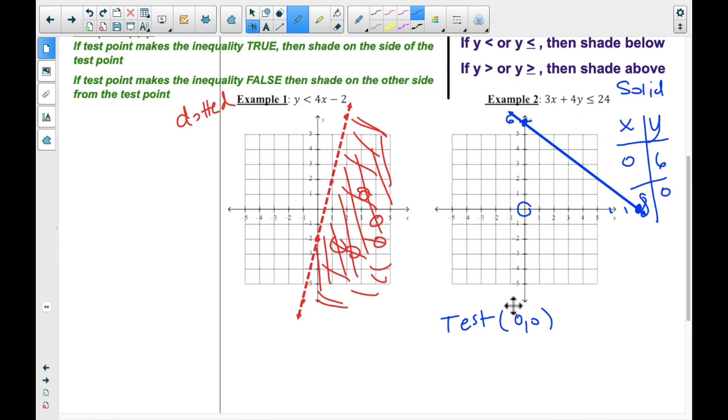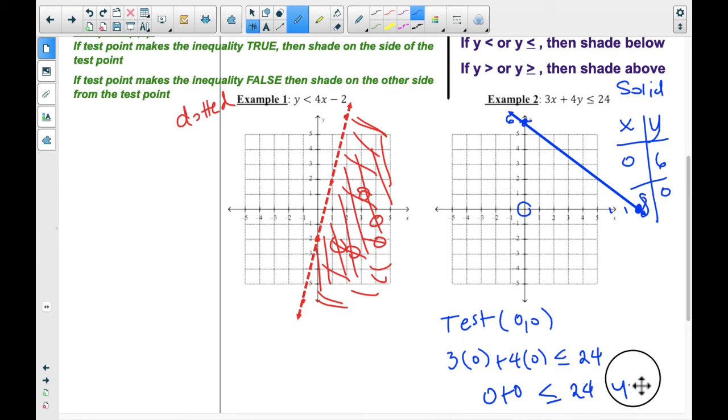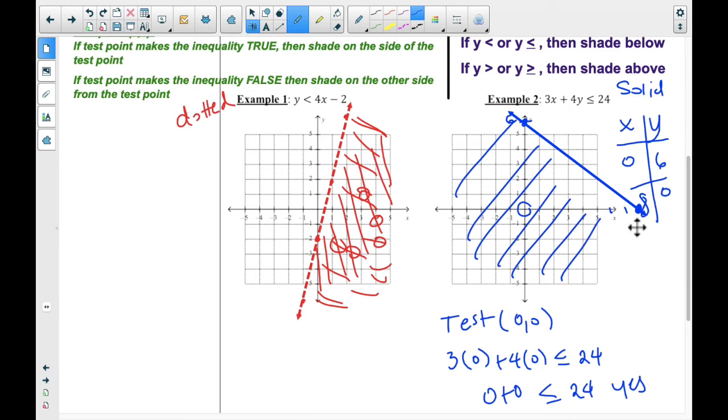I'm going to plug it into my original inequality. So I'm going to take 3 times 0 plus 4 times 0, and I'm going to see, is that less than or equal to 24? Well, I'm going to work out the math. 0 plus 0. Is that less than or equal to 24? Yes, it is. Since it is, we do shade on the 0, 0 side. So we are going to shade on this side of the line.